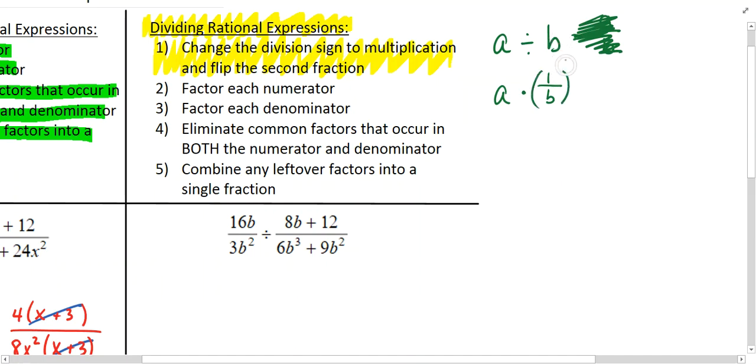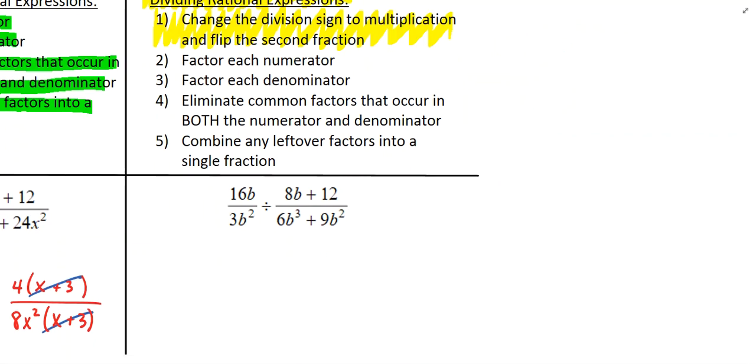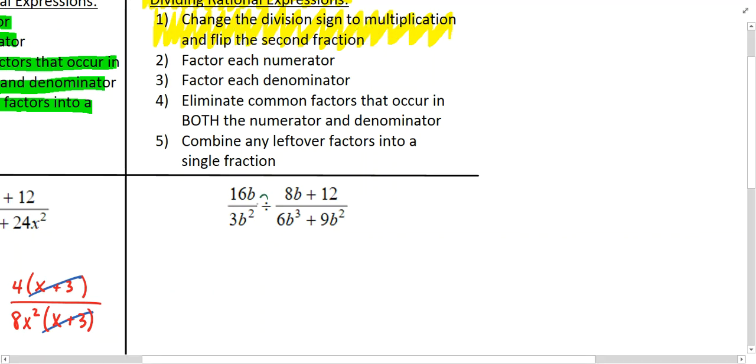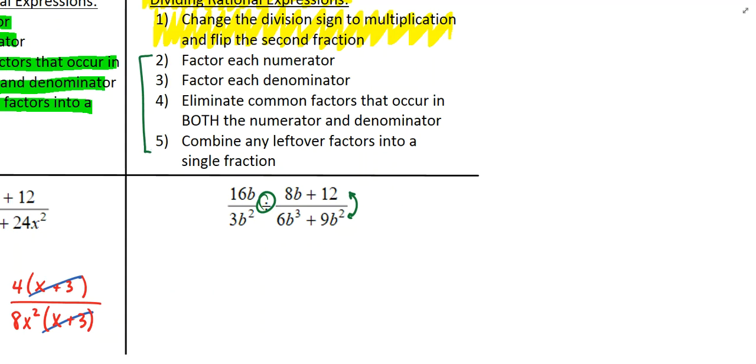So we can reciprocate this second number. We can flip it over itself and turn the problem into a multiplication problem instead of division. And that's actually what we're going to do here in step 1. Let me show you an example here. If we just follow this new rule number 1, change this division sign to multiplication, and then flip our second fraction, then the remaining steps are exactly the same as what we did for our multiplication problems. So let's see what we get.